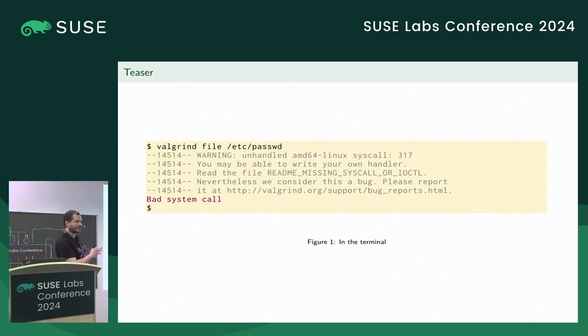Now, this slide is kind of a teaser. You all know the utility file. It's basically the thing that you give some file as an argument, and it will read the contents of the file, and based on some magic bytes, it tries to guess what the file contains. If you try to debug it under Valgrind, it will print something like this currently. And at the end of this presentation, you should understand more why this is happening. The second line tells you something like unhandled syscall 317. Syscall 317 is actually SECCOMP.